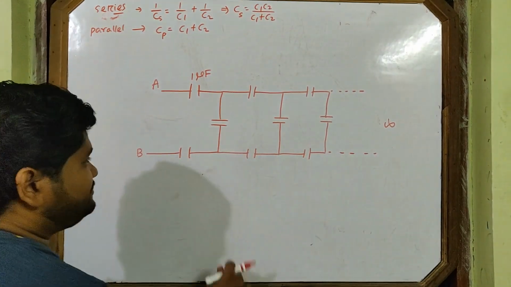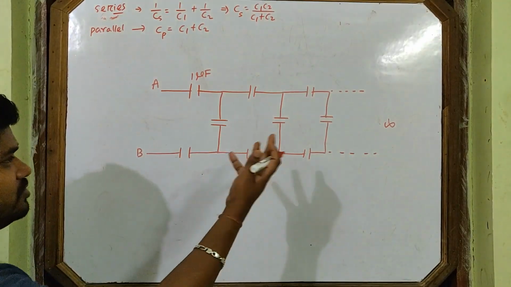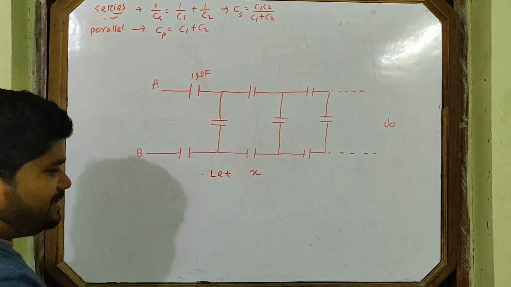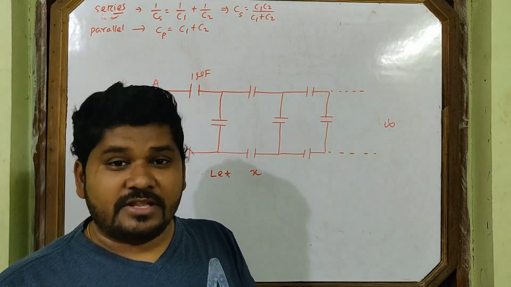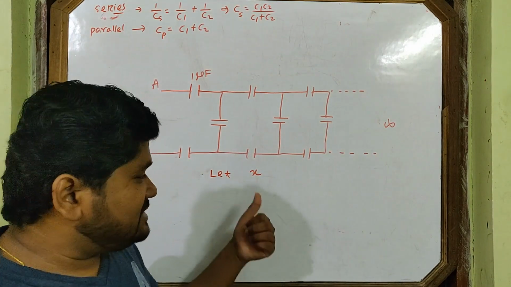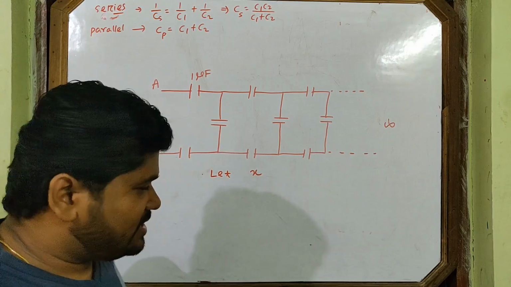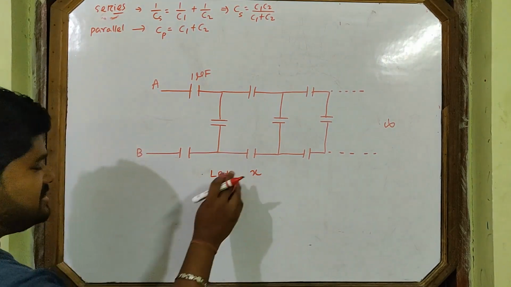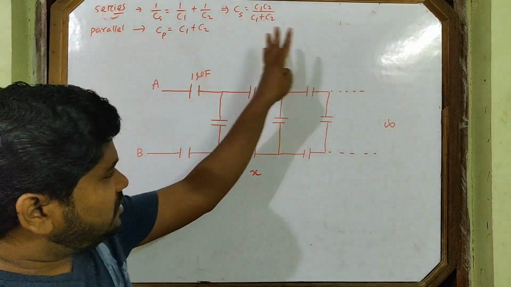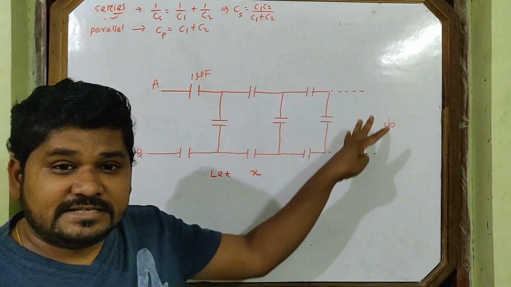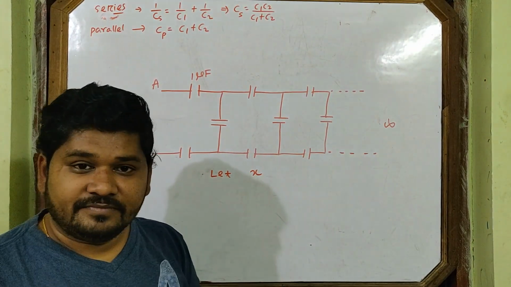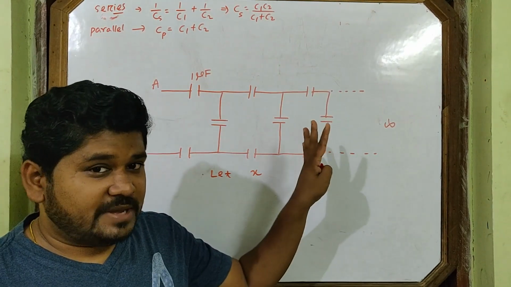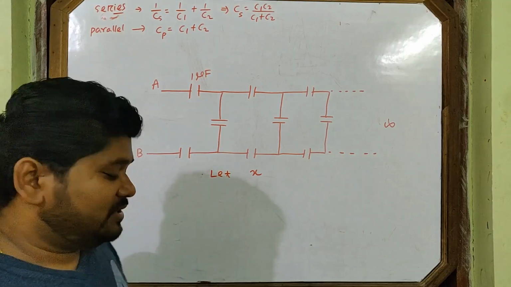Now try to understand. Many capacitors are there. I don't know what the capacitance is. Let X be the effective capacitance. What is the effective capacitance? X. So X is our question now. We have to find out X. If X is the effective capacitance, means all capacitors' capacitance is X. Understand? Keep in mind what I am telling you.